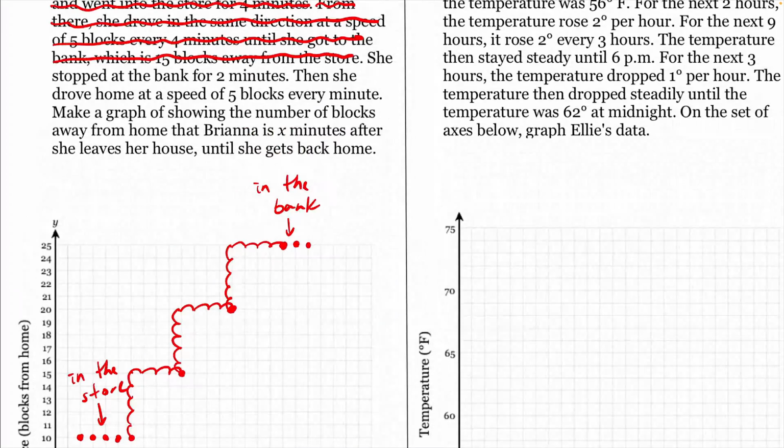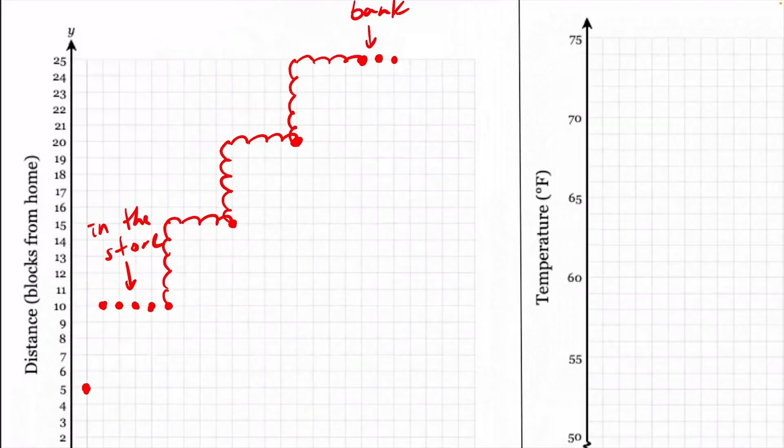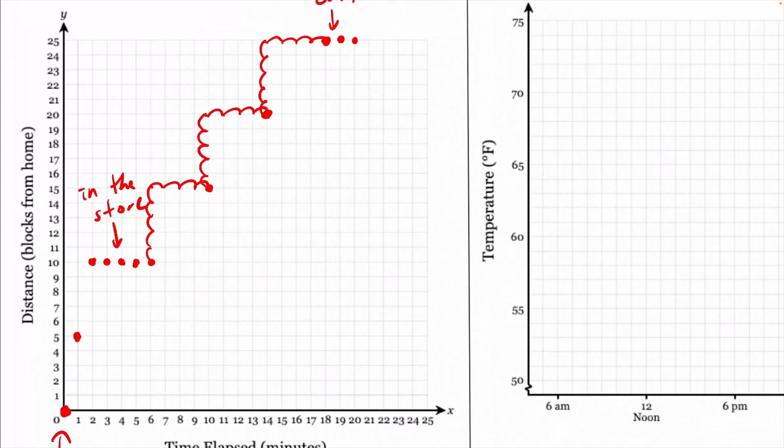Okay. Now she's ready to come home. She needs to drive home. She drives home 5 blocks every 1 minute. So now she turned direction. She's not driving away, she's driving back home. So I have nowhere to go up, so I got to go down. So 5 blocks, right? 1, 2, 3, 4, 5 blocks every 1 minute. Make a dot.